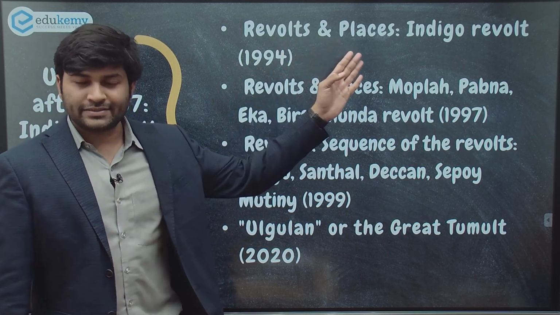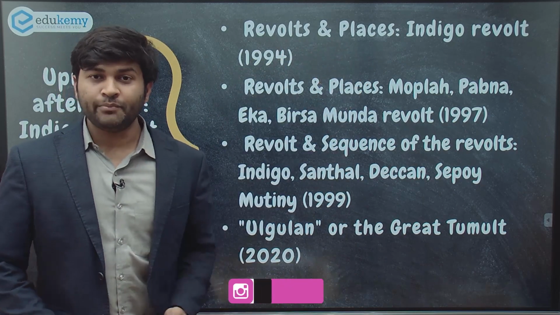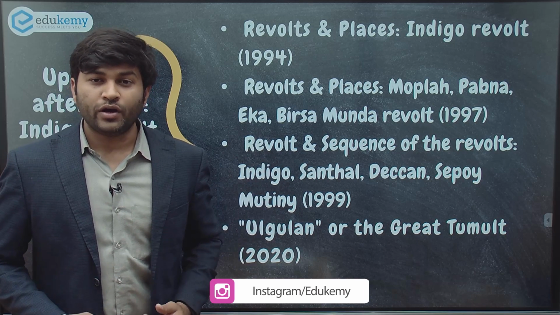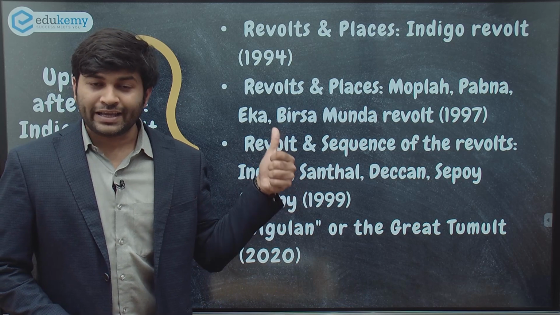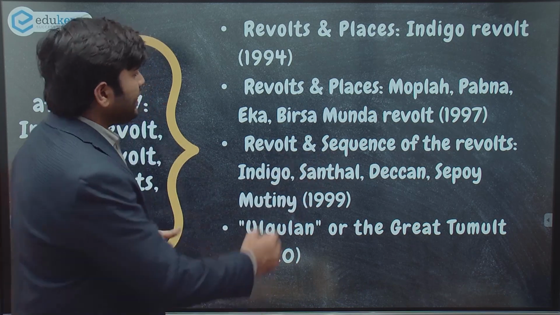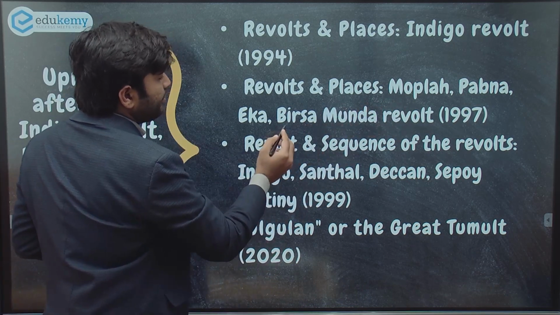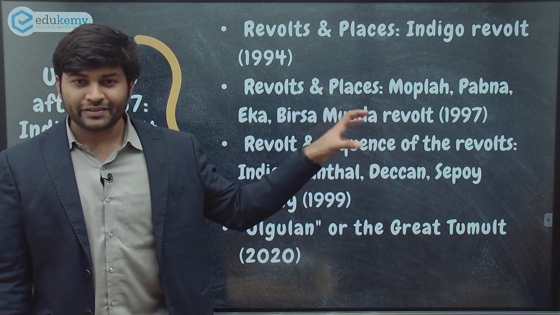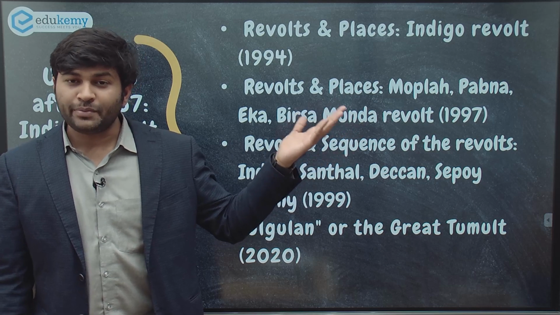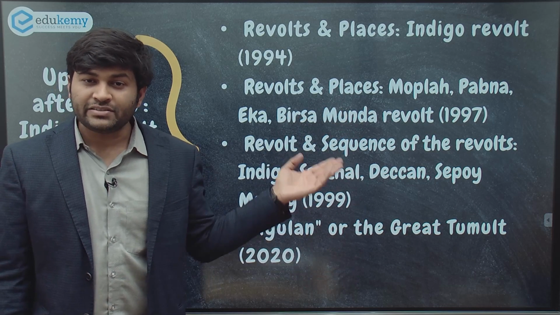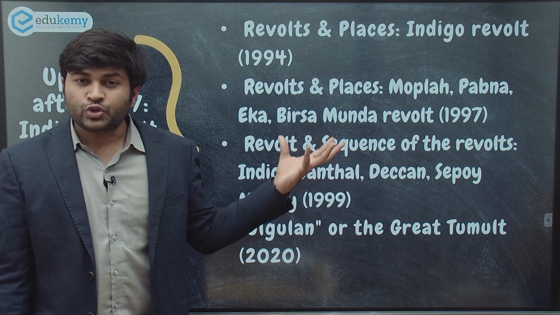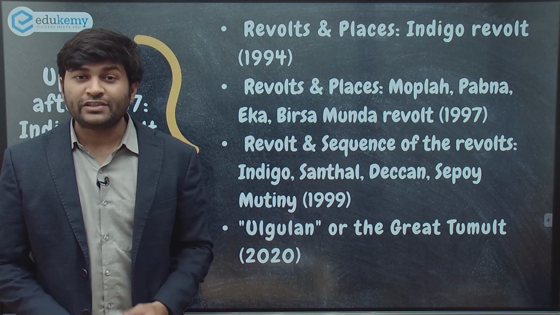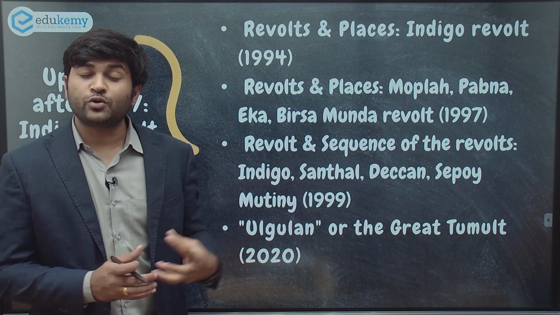Revolt and places. Again, very important with respect to different uprisings and revolt. So Indigo Revolt. The Indigo Revolt again is asked in the question. Again, Mopla, Pabna, Birsa Munda revolt. So what are the places that are associated with this revolt? The Mopla, which appeared in the Kerala region, the Birsa Munda in the Chota Nagpur Plateau region, and the Birsa Munda uprising, also known as the Ulgulan movement. So this was also the question.